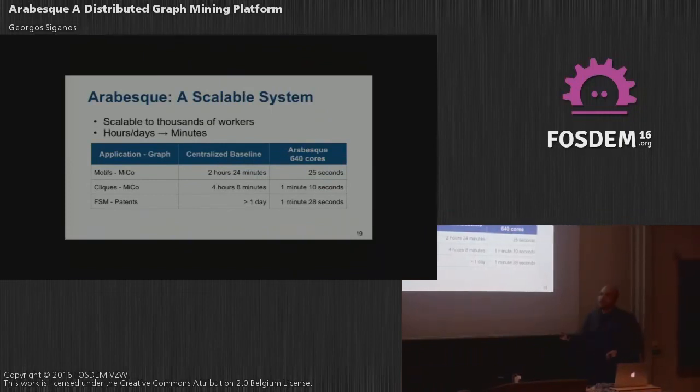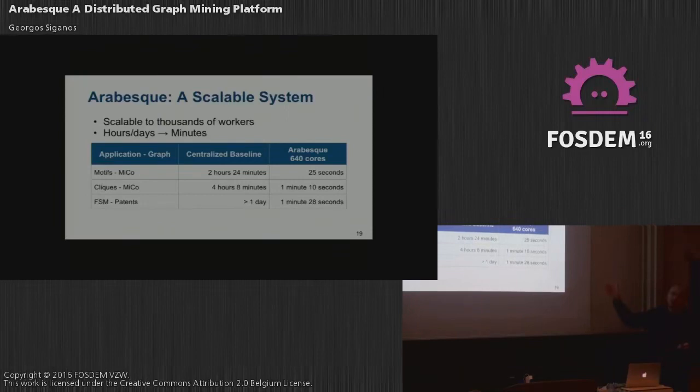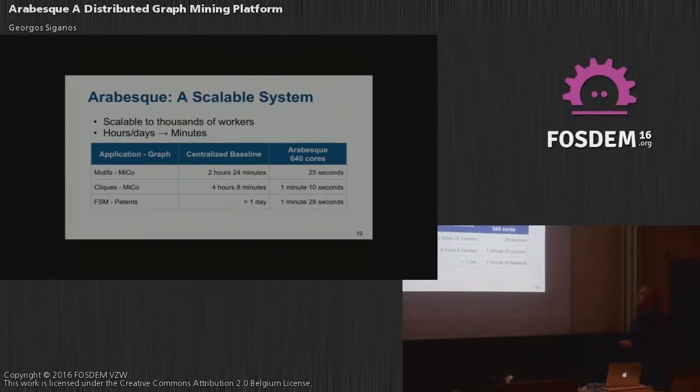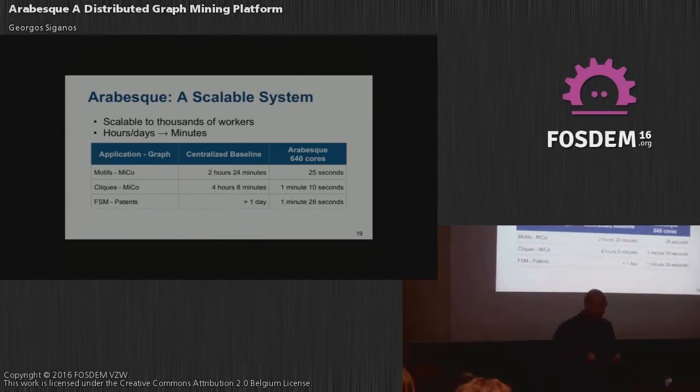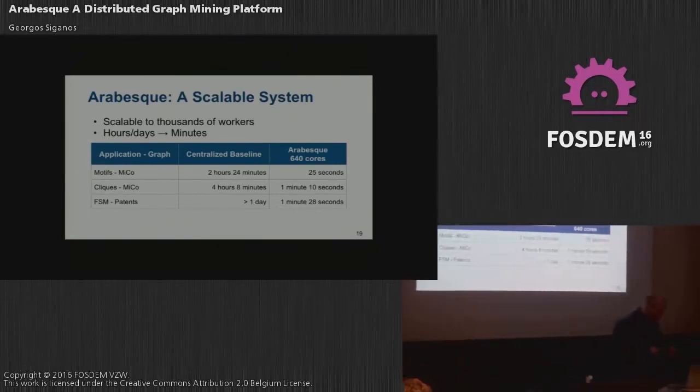That the system is scalable. Something that will take you 2 hours, 24 minutes to run in a centralized single-thread environment, we can run in 25 seconds when we use 650 cores. Or something that can take more than a day to run, it can run in 1 minute and 28 seconds. It's like a huge reduction. So it's not only scalable, but it's also efficient. I will explain later why this is the case.